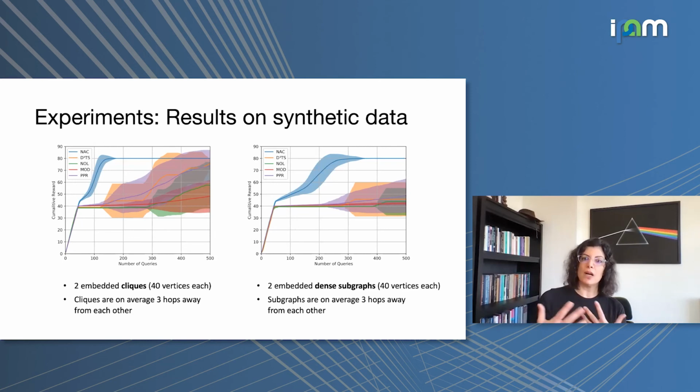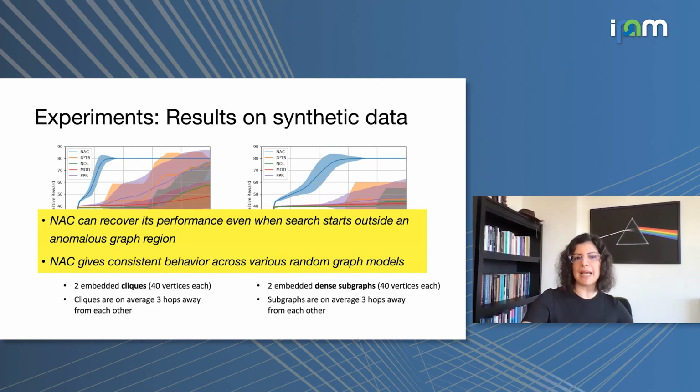And so they get lost. It takes them a long time. So here on the x-axis, you're seeing the number of queries, which is your budget. On the y-axis is the cumulative reward. And so NAC is able to find the other anomalous subgraph.